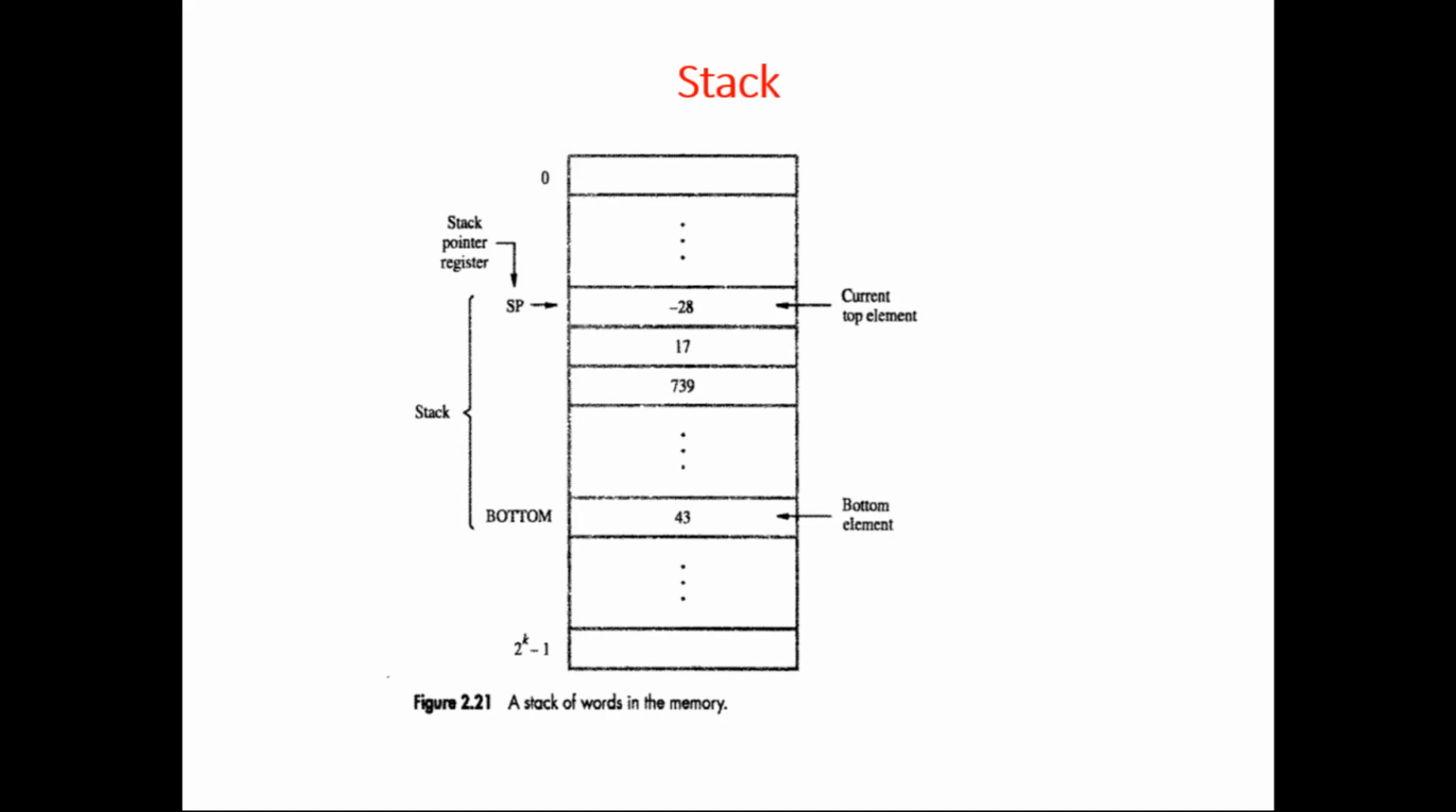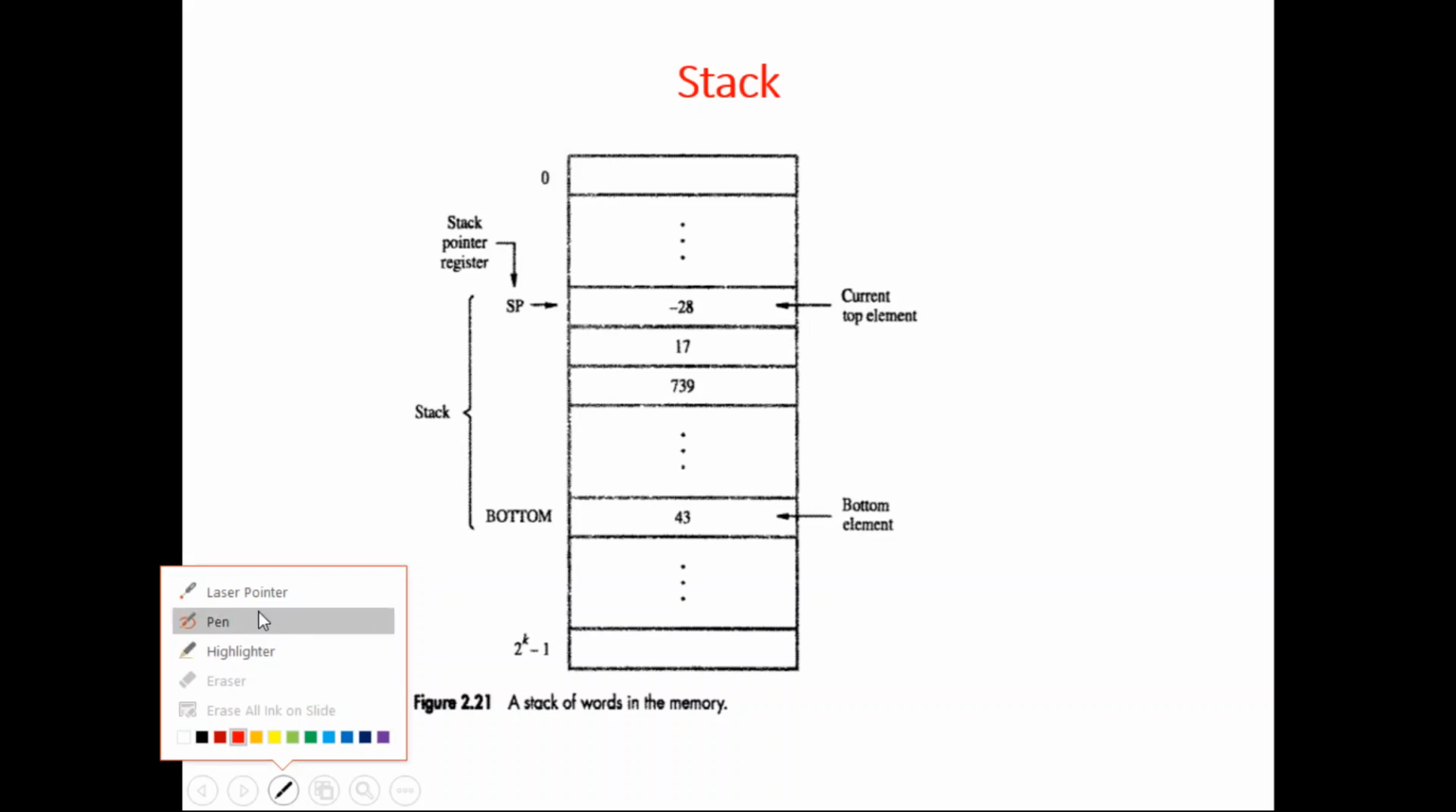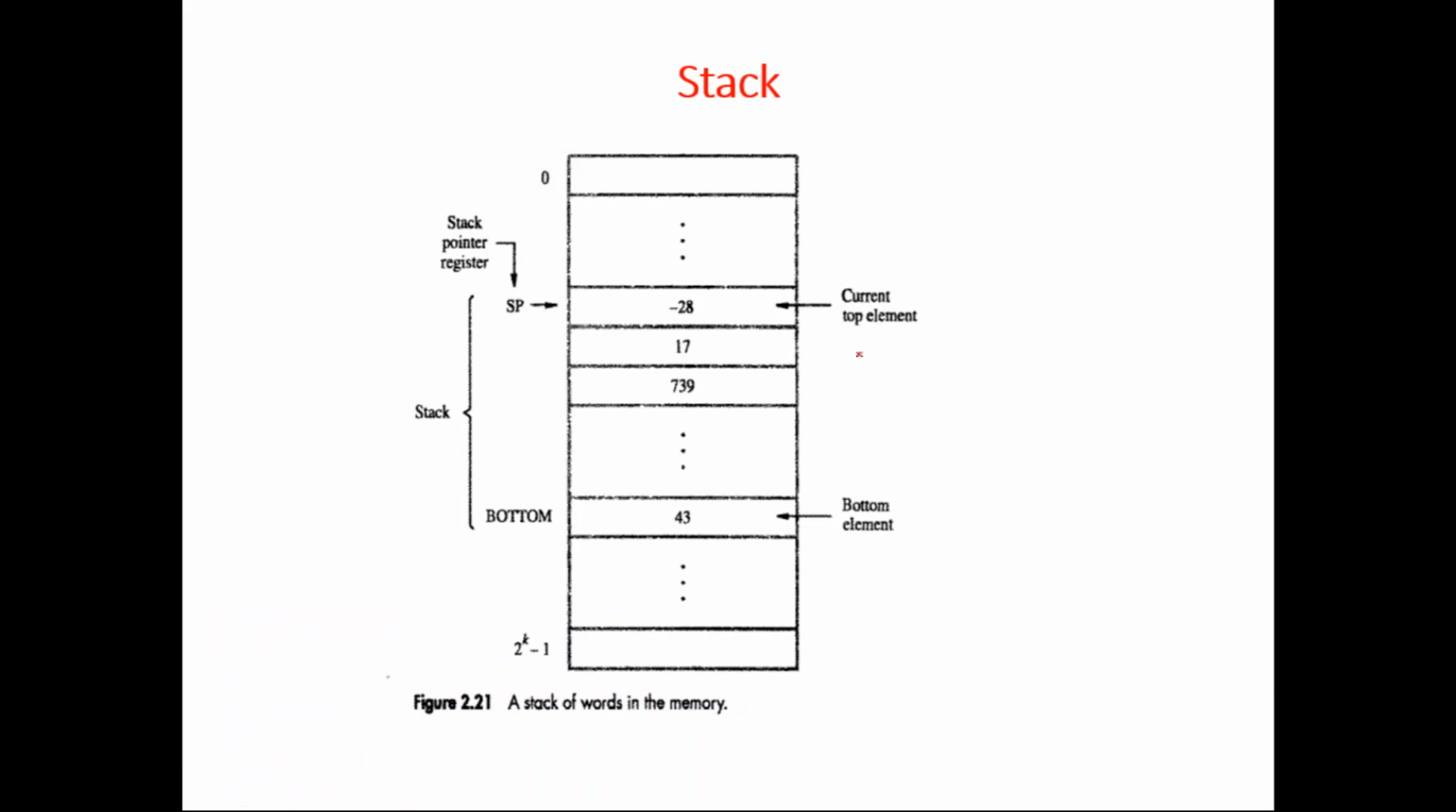So stack is nothing but some part of the memory that is allocated as a stack. Let us see this diagram. In this diagram we can see that this part is the stack, starting from this location to this location. This is the bottommost location of the stack, which contains the element 43, right? And this is the topmost element of the stack. Currently the stack pointer is pointing here, and the current top element is minus 28. Okay, fine.